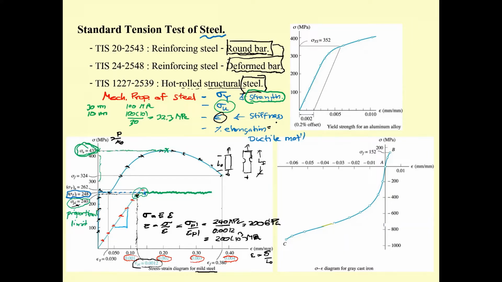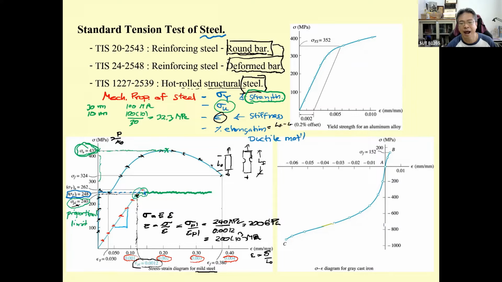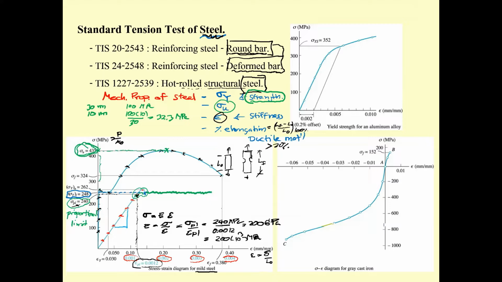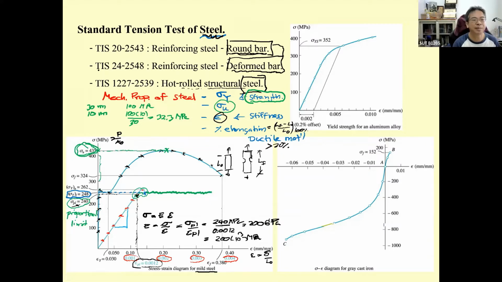You determine the percent elongation by L sub F minus L sub O, and then you divide it by L sub O and times 100. Usually the ductile material depends on the specification, but for typical structural steel, the percent elongation should be larger than 20%. It depends on how the TS specifies. For higher strength material, the percent elongation may be for SD 50 like 18%.